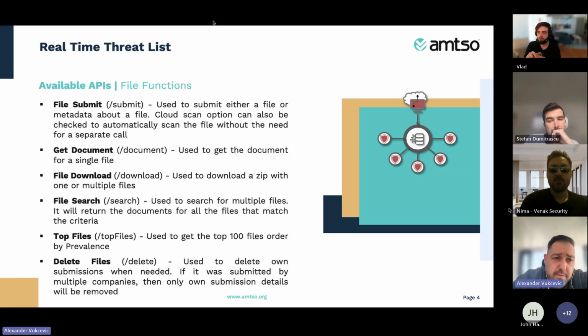Quick notes on the API functionalities we have. We have five functions: the standard file submissions, receiving the documents and the metadata, file download, and file search. You can look for the top files, the most prevalent ones that you're seeing in RTTL. Lately we also added a new functionality that lets you delete samples if you accidentally uploaded a sample that is either not malware or should not be part of the system. You can also make a deletion request, which of course only works for samples you have submitted previously.